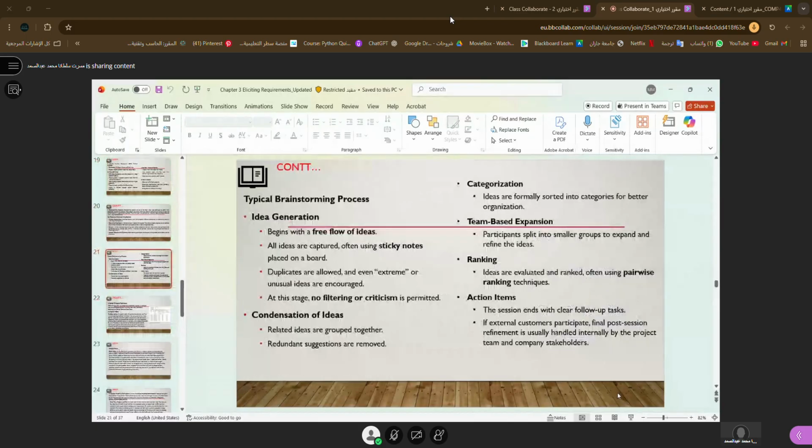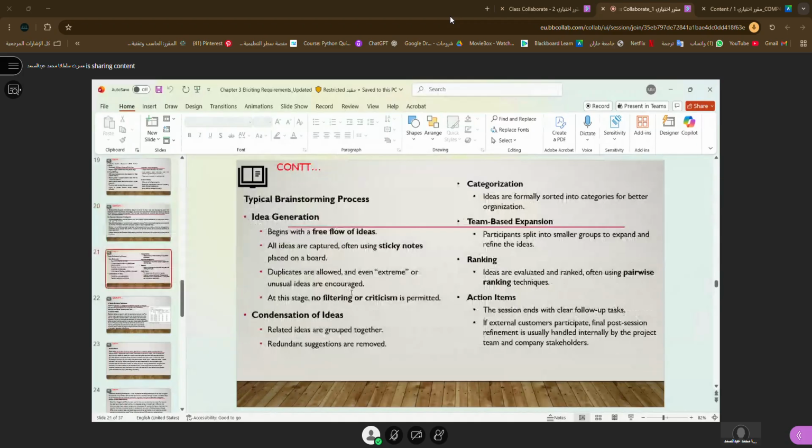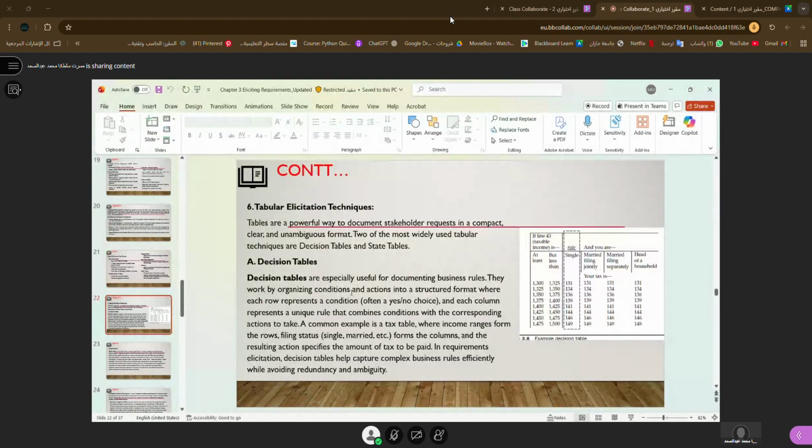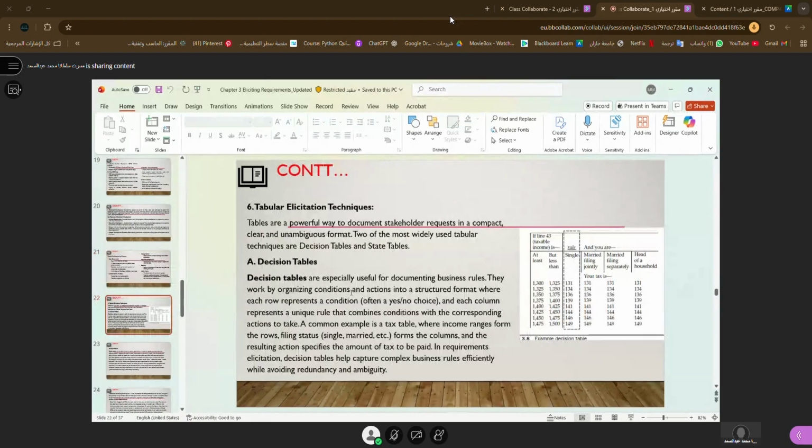See, if the question is for example brainstorming, then you have to write the definition about brainstorming. What are the key features of brainstorming sessions? Okay. From this, you can write any one or 2 points. Enough. But you have to touch. Understand? For example, I am saying.